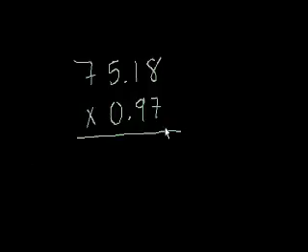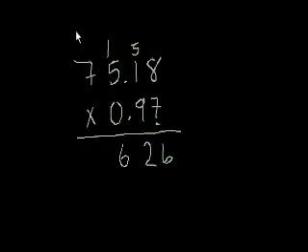Normal multiplication, I'd start at the ones place, right here. I'd say 7 times 8. Well, 7 times 8 is 56. Carry the 5. 7 times 1 is 7, plus the 5 is 12. Put the 2 down here. Carry the 1. 7 times 5 is 35, plus the 1 is 36. Put the 6 here. Carry the 3. And then 7 times 7 is 49, plus 3 is 52. So we'll just put 52 here.